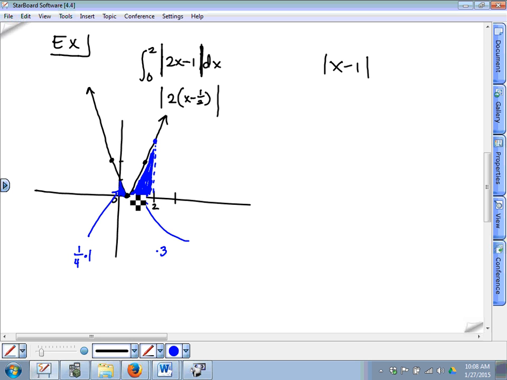Okay. The base, what's the base? 1.5. The base is 1/2, which is 3/2. What's half of 3/2? 3/4. So this triangle is 3/4. So this is 1/4 plus 9/4, which is 10/4, which is 5 halves.